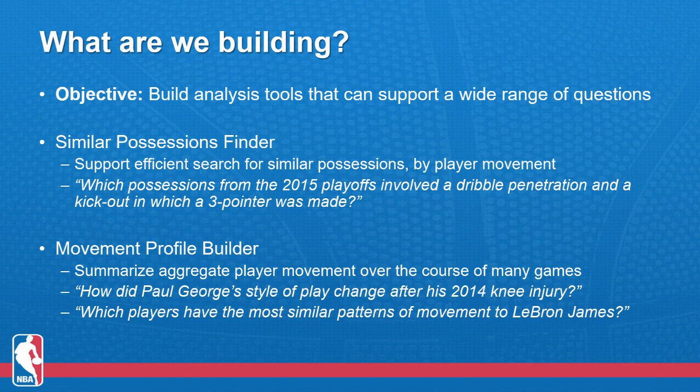The Movement Profile Builder should be able to summarize aggregate player movement over the course of many games. It should be able to answer questions such as, how did Paul George's style of play change after his knee injury, and which players have the most similar patterns of movement to LeBron James?